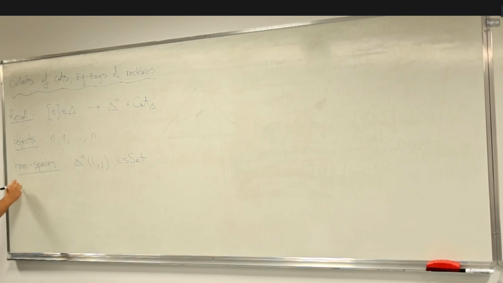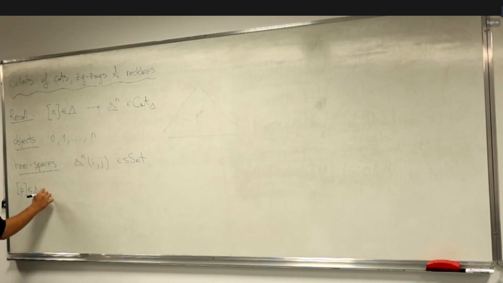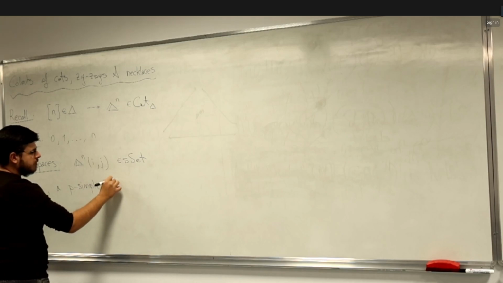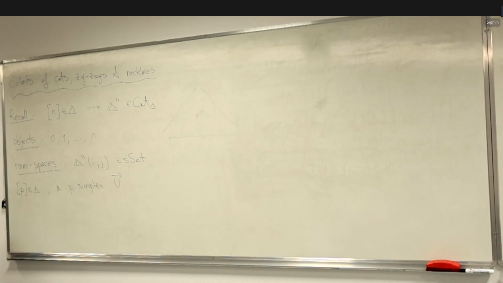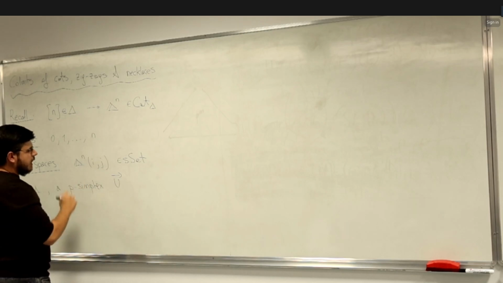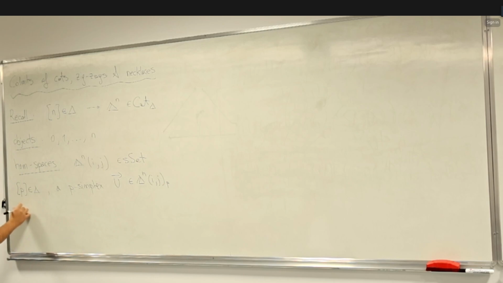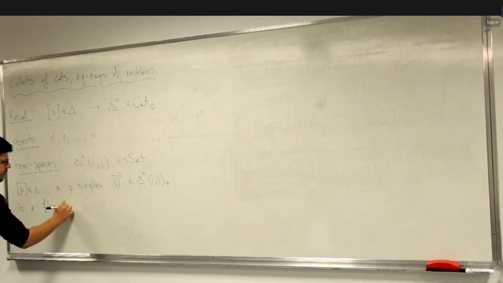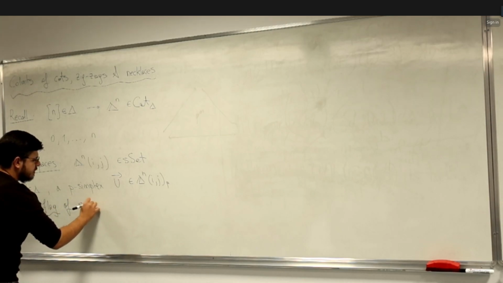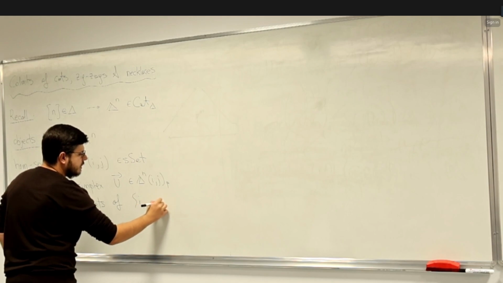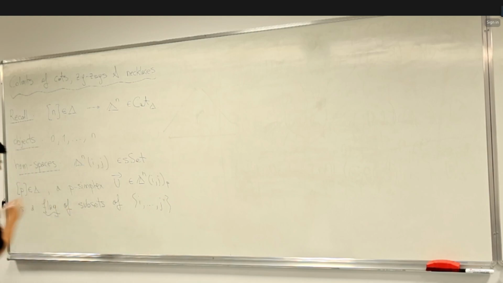So now fix some p in delta, like a p-simplex in this space. A p-simplex, which we will denote u with a vector notation, is, so I'll use Dugger and Spivak's term, the flag of subsets of i dot dot dot j, of length p plus 1.